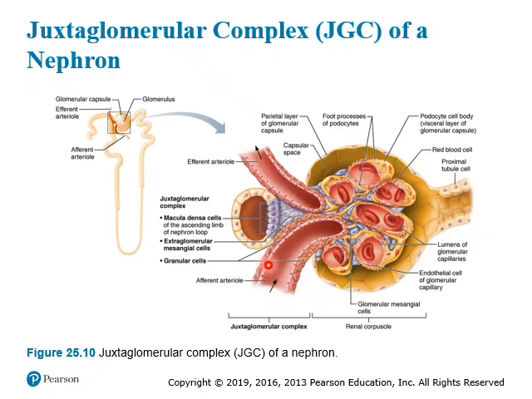You have also the extraglomerular mesangial cells, or mesangial cells. That is actually part of the afferent arteriole itself. Then you have the granular cells. That is actually right here.